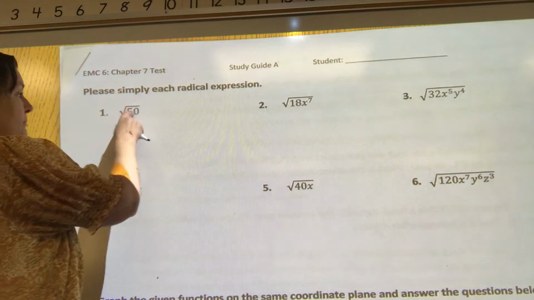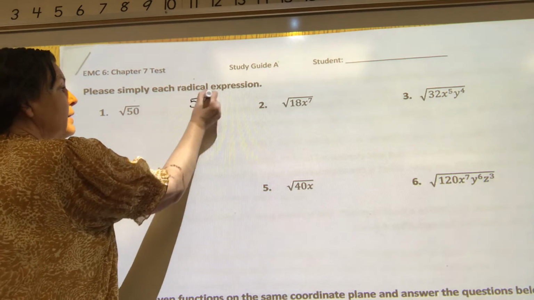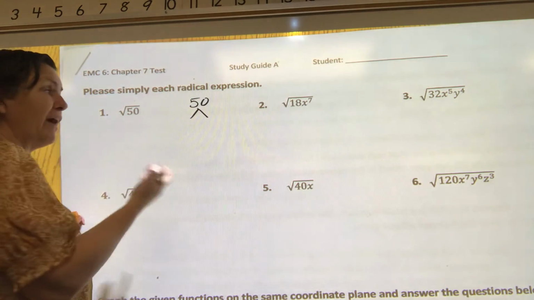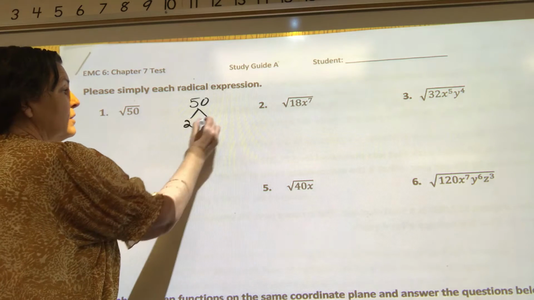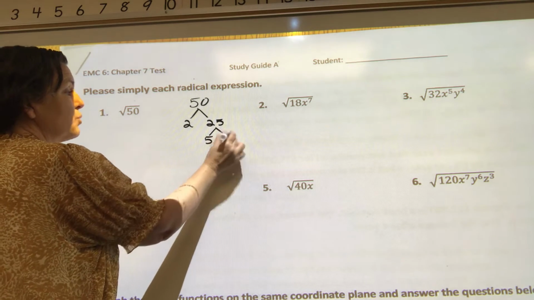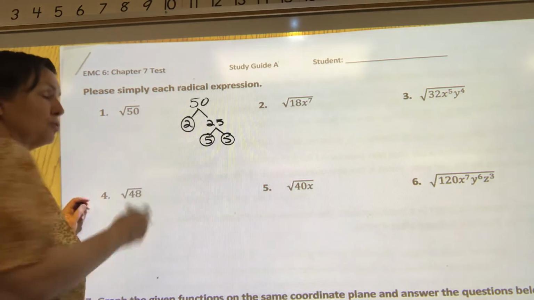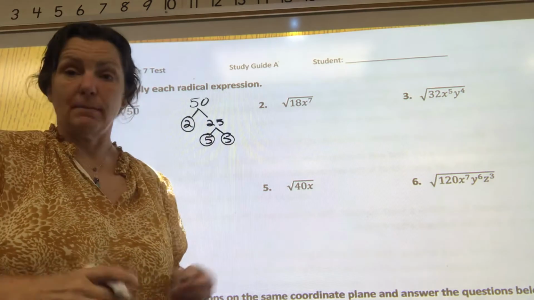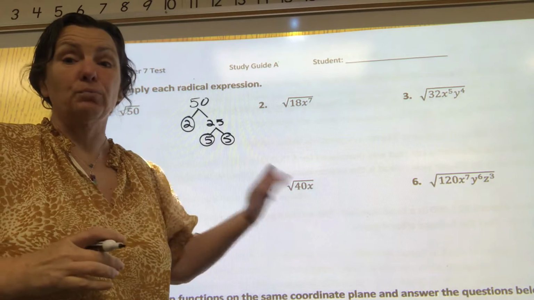So when in doubt, let's write this out. That means we're going to break it down using what we call a factor tree to get it down to its factors. Like 2 and 25 is 50. And then 5 and 5 is 25. I'm going to circle the numbers that are called prime numbers. Those are numbers that cannot be further broken down.